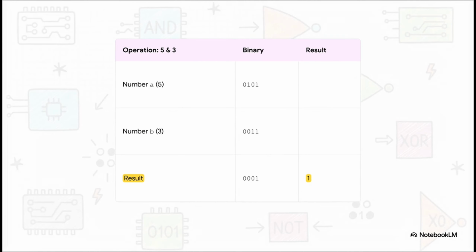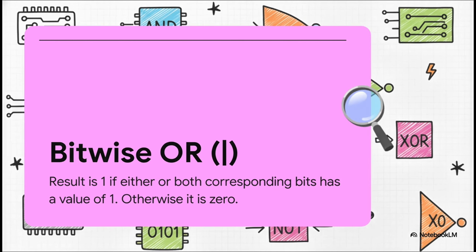Okay, let's see how this actually works. We're going to compare the number 5, which is 0101 in binary, with the number 3, which is 0011. If you look column by column, starting from the right, only the very last position has a 1 in both numbers. And that's exactly why the result is 0001, which is, you guessed it, the decimal number 1.